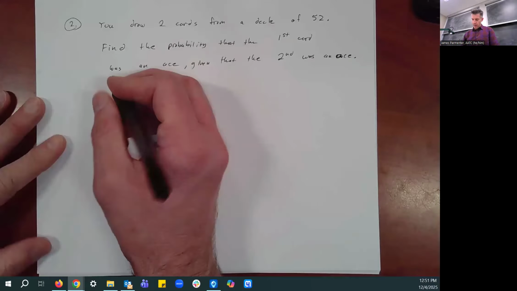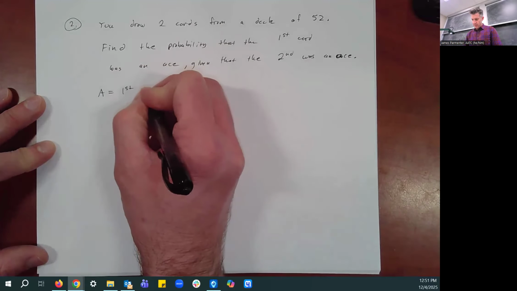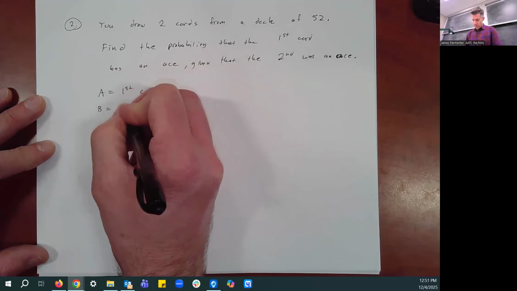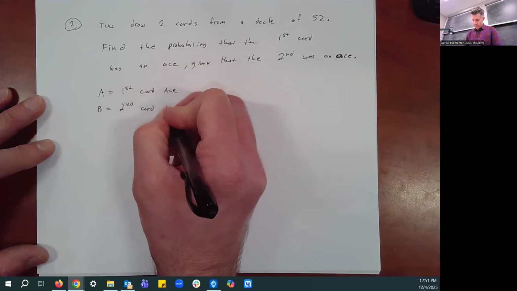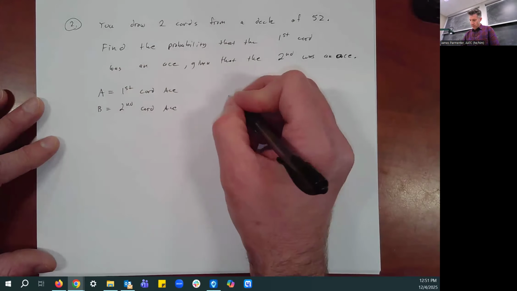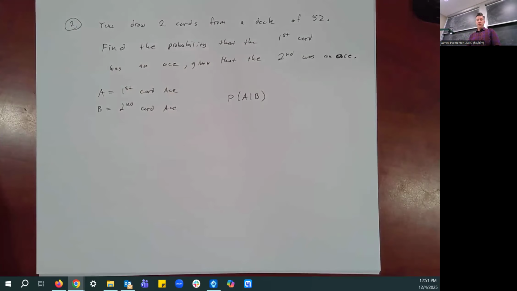Okay, so let's do the math. Let's write down our events. Let's say A is the event that the first card is an ace. B is the event that the second card is an ace. So we want to find the probability of A given B: the probability the first card is an ace given that the second card is an ace.